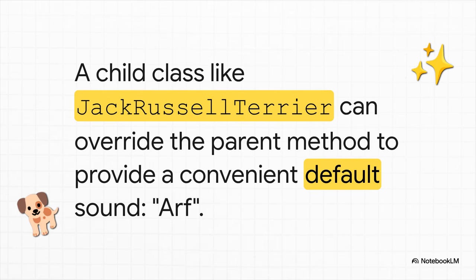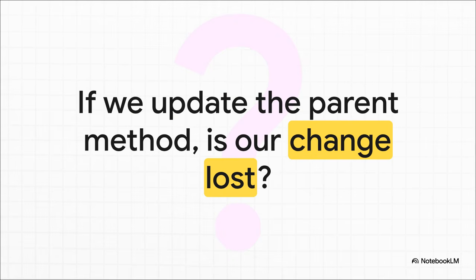Now this is where inheritance starts to get really powerful. We can create a new, more specific class called Jack Russell Terrier that inherits everything from our Dog class. Then we can give it its own customized speak method that has a default sound. So now, any Jack Russell we create will arf by default. How great is that? Uh-oh, but hang on a second. There is a trap here. What if we go back and improve our original Dog class to say barks instead of says?